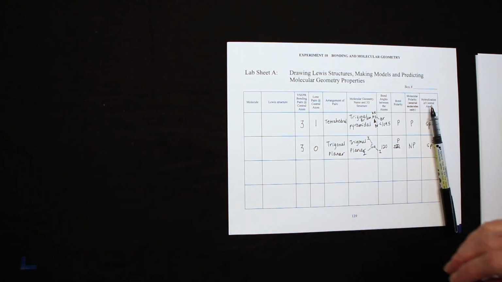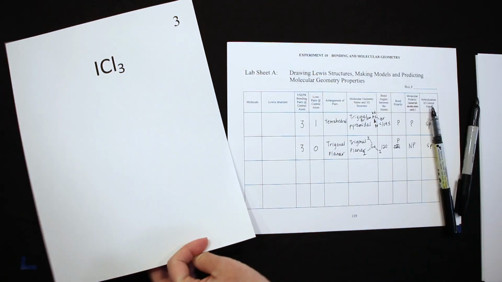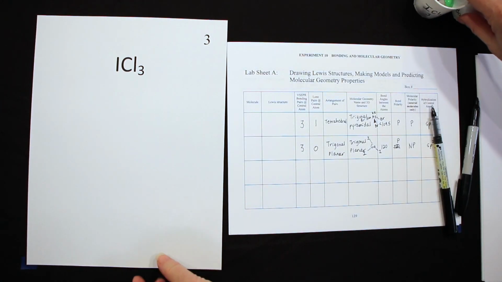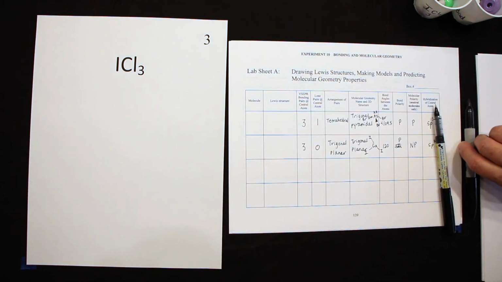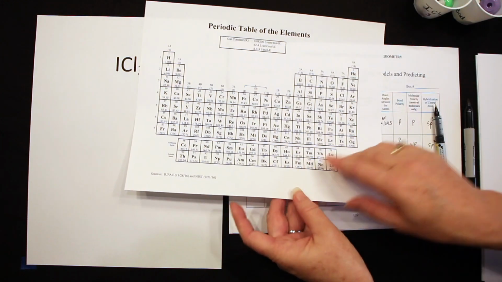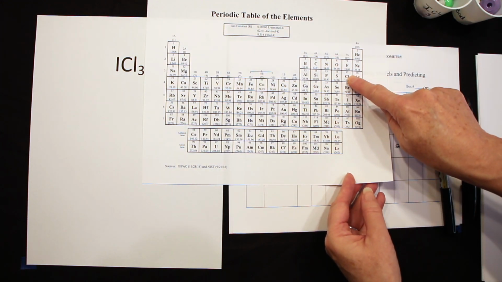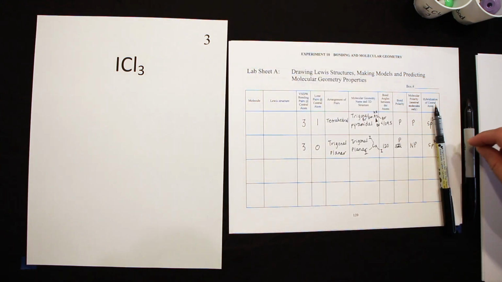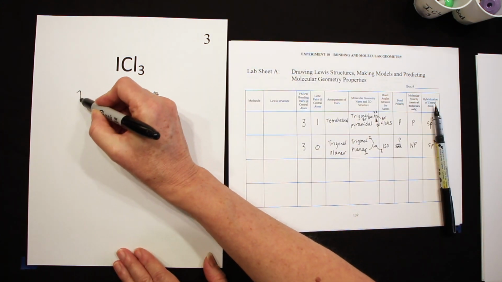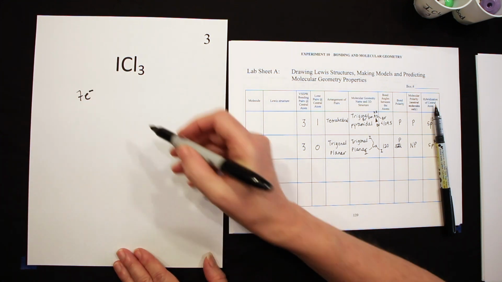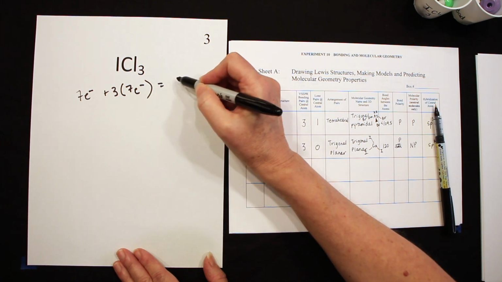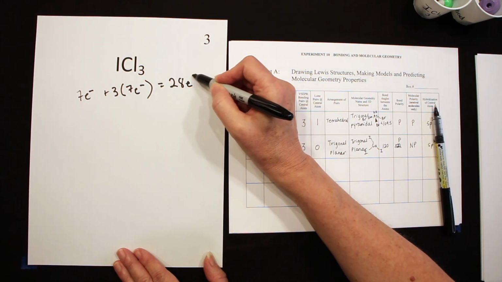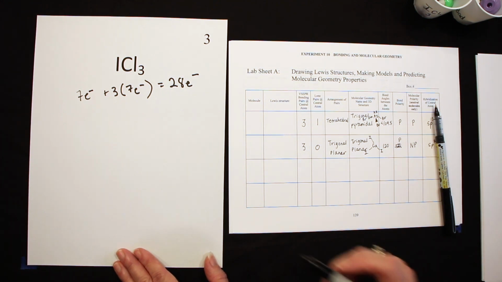Okay, let's do our next one. Iodine trichloride. Both iodine and chlorine are in group 7. So I have 7 electrons from iodine, and from chlorine I have 3 of those. I need to populate my molecule with 28 electrons.